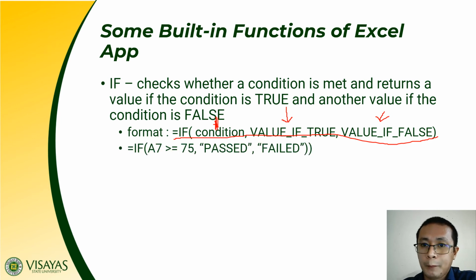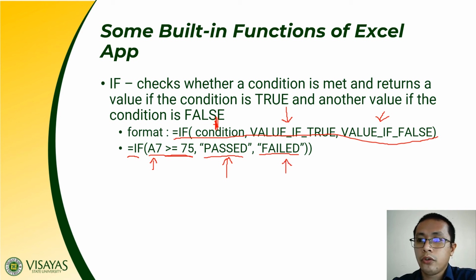For example, we have equals if A7 is greater than or equal to 75. So in this case, it will retrieve the value found at cell address A7, and it will check if the value is greater than or equal to 75. If the value is greater than or equal to 75, it will display the word passed. And on the other hand, if the value found at A7 is lesser than 75, then it will display the word failed. So that is how your if function works.